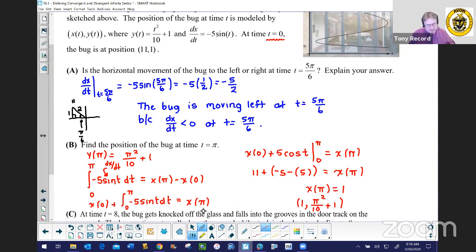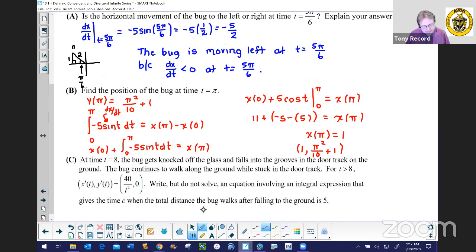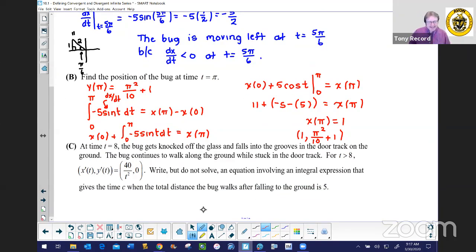So for part C, at time t equal 8, this poor bug having a bad day gets knocked off the glass and falls into the grooves of the door track on the ground. And then he continues to walk along the ground while he's stuck in that door track. For time t greater than 8, x prime of t, y prime of t is 40 over t squared, comma, 0. We're going to write, but do not solve, an equation involving an integral that gives the time c when the total distance the bug walks after falling is going to be 5.